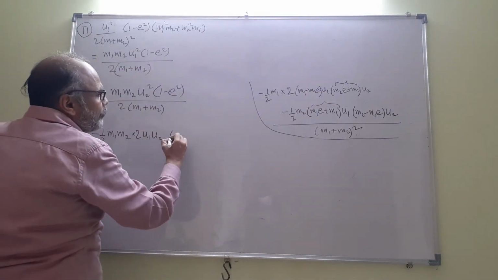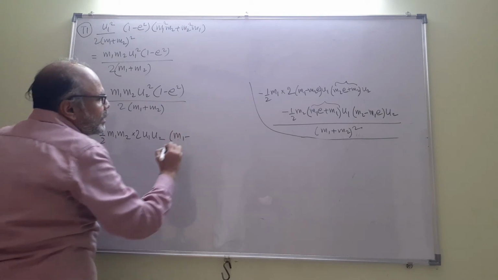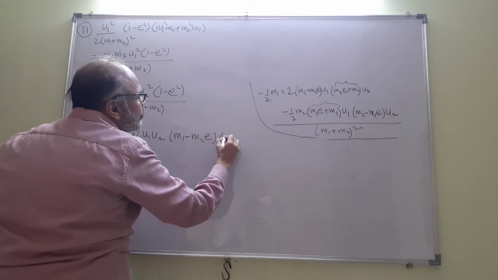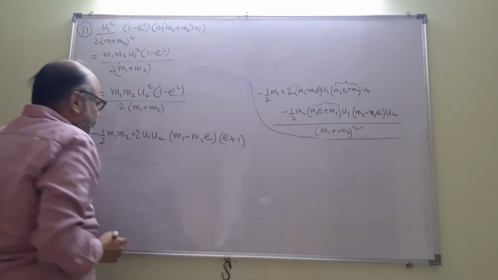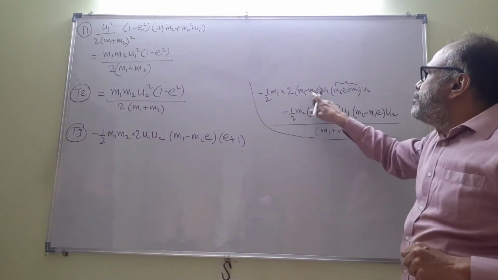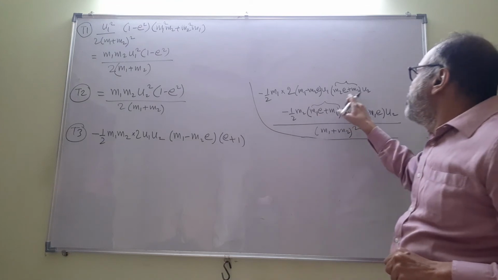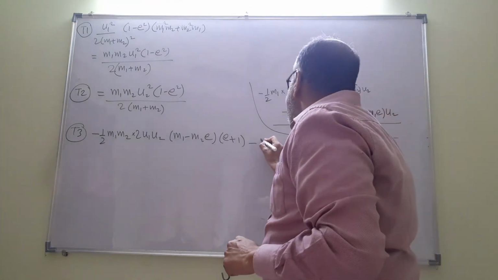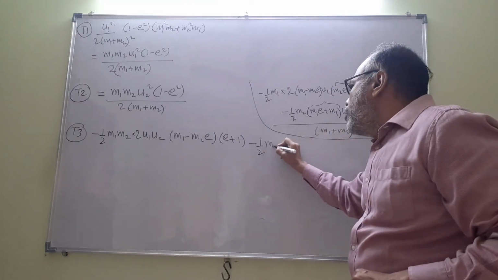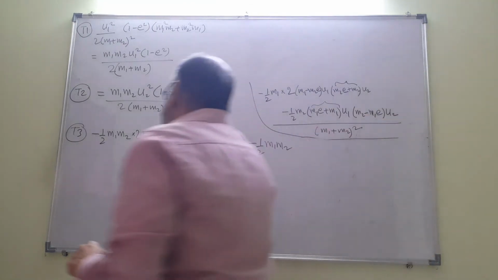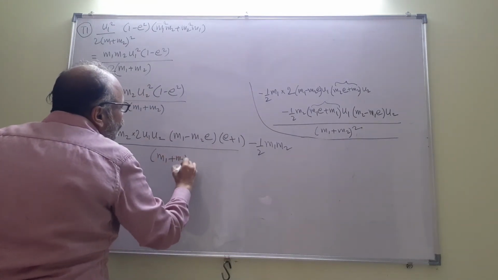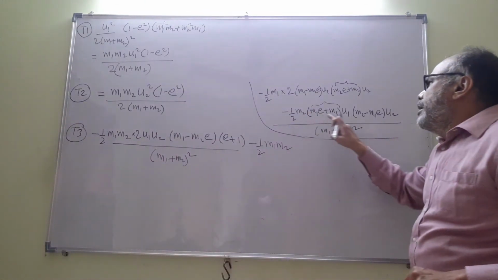And you will be left with m1 minus m2e into e plus 1. Yes. m1 minus m2e into e plus 1. And here again you will have minus half. m1 is common here. So m1, m2 out. And of course there is an m1 plus m2 the whole squared here. Here m1, m2 you have.